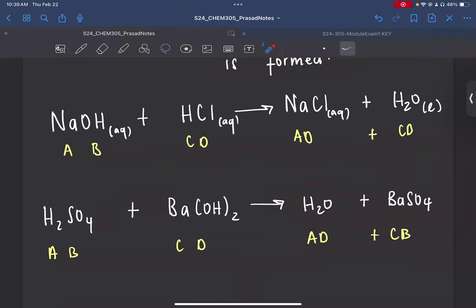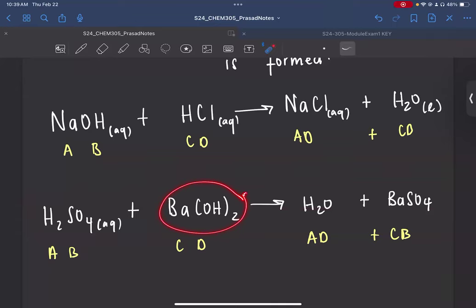But of course, we also need to include state symbols. From left to right, starting with H2SO4, we're going to look at our solubility rules. And we're looking at the third row. The compound contains an SO4 2 minus, therefore it is aqueous. There is no exception in this case. Oh, wait, yes, there is: group one cation. Yes, hydrogen's in group one. It's aqueous.